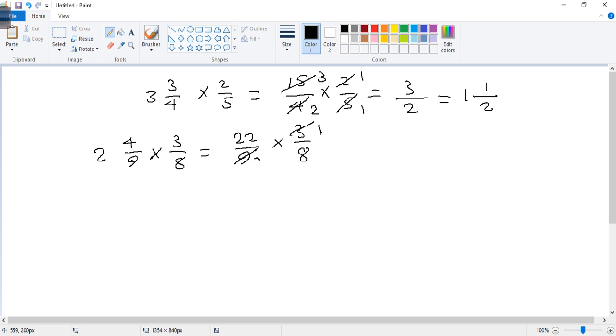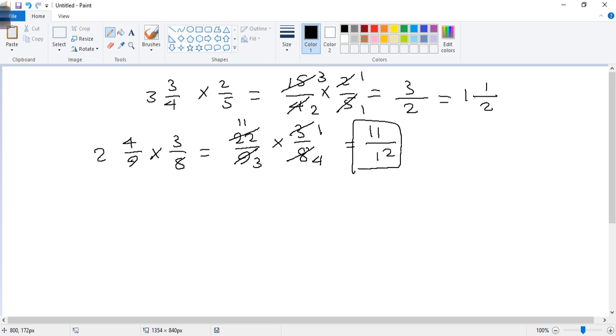If we divide by 3, it will be 3. If we divide by 2, it will give us 4. 22 divided by 2 gives us 11. 11 times 1 is 11, and 3 times 4 equals 12, and this is the answer of the multiplication. We keep going. Now we go to division.